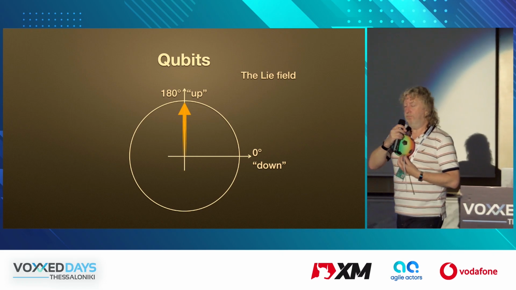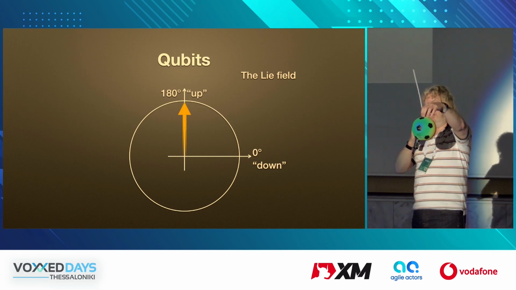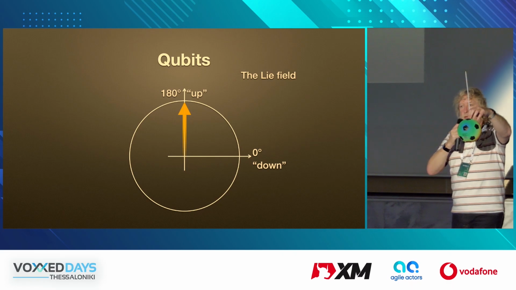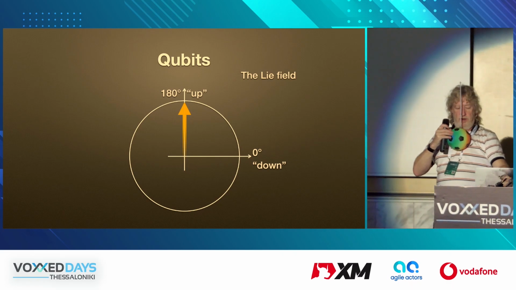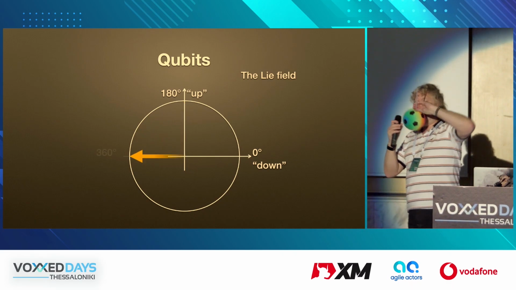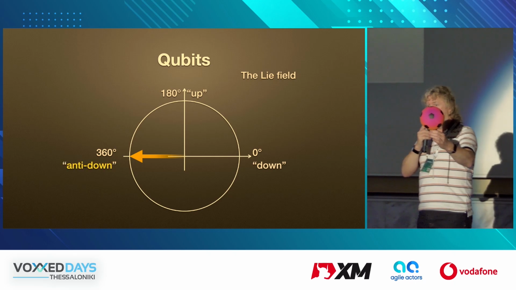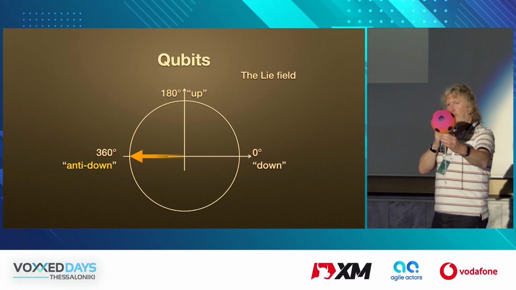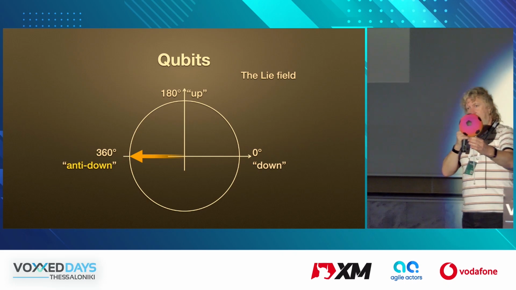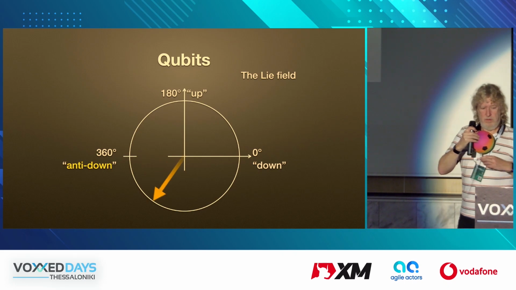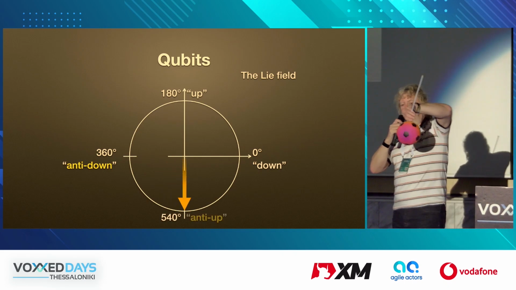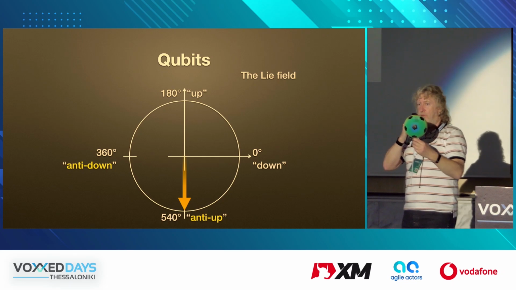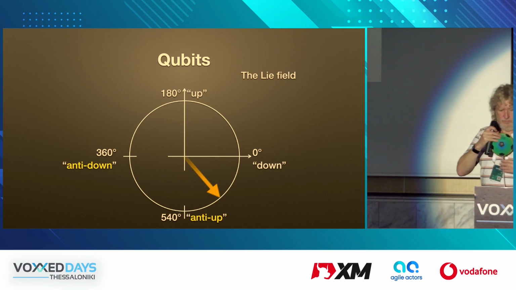If we rotate it 180 degrees, it goes into an up state. But if we rotate it a further 180 degrees, it's down. But do you see it's changed color? It's gone into a sort of an anti-down state. And when we rotate it again, it goes into an anti-up state. And finally, it goes back into its original down state.